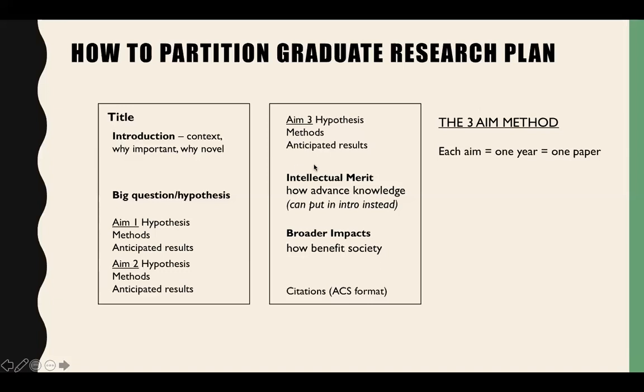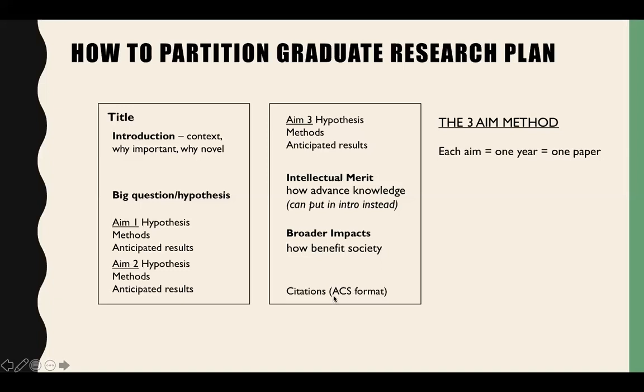At the end, somewhere in here, you need to have a section on intellectual merit. I suggest putting it at the end, and that'll be a little summary on how you're going to advance knowledge. You could also consider just combining this with the introduction, because why important and why novel are basically intellectual merit. But when you're making a really strong case for why your research should be funded, it's nice to put a concluding paragraph at the end summarizing: this is how my research will advance knowledge. And then finally, you need about a paragraph of broader impact, so how your research will benefit society. And then at the bottom, you'll put your citations.